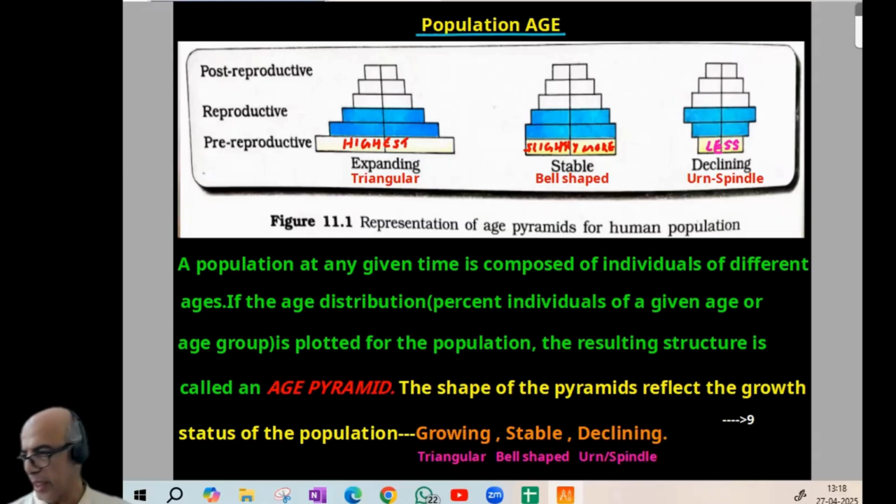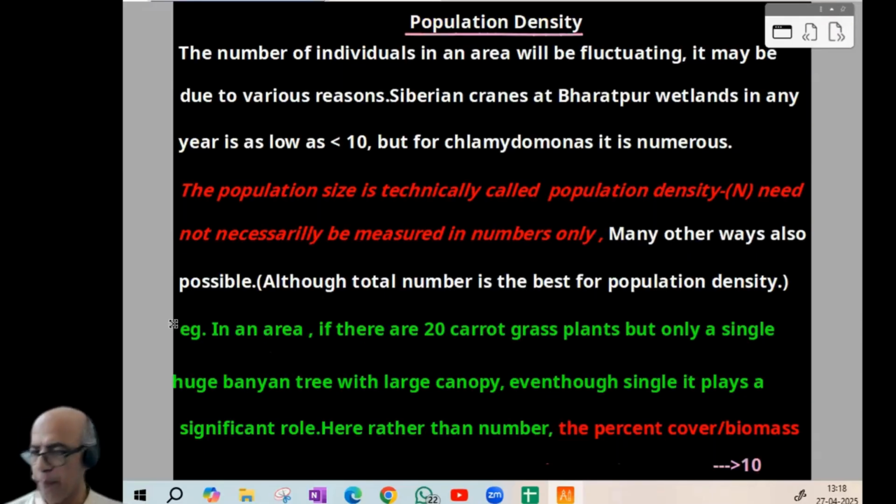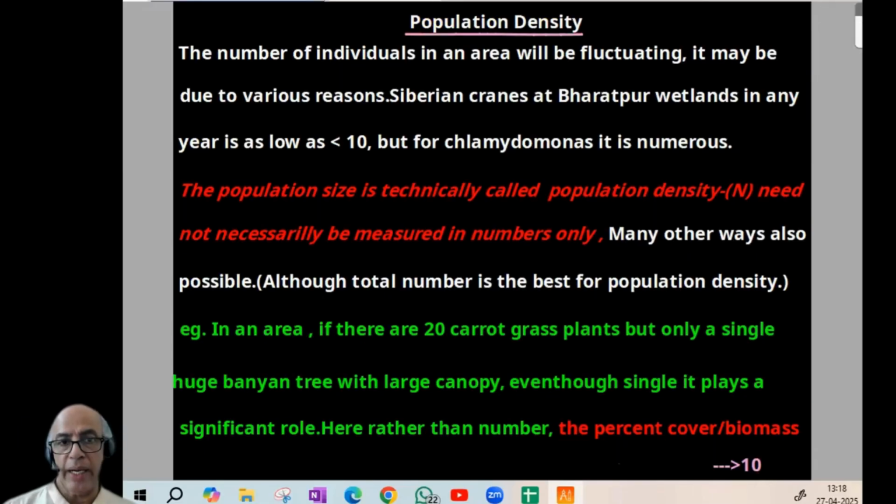Famous. Then came population density, number-wise. Number of individuals in an area will be fluctuating due to various reasons. So population size is technically called population density, N. Need not necessarily be measured in numbers only. Usually number is counted, but in some other areas number may not be so practical.